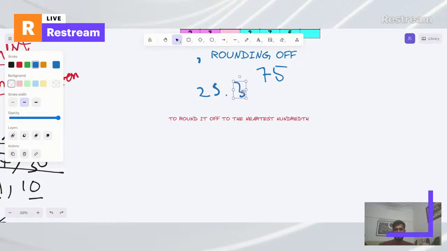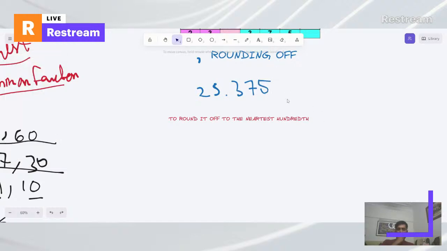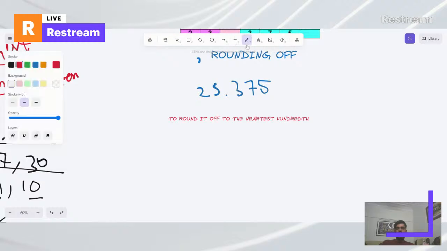All right. So this is our number, right? Yeah. So this is essentially what our number represents. Now we're going to go to the hundredth position. So which one is the hundredth position? So this is tenth, right? Tenth, and then this is hundredth, right? So we're going to mark it.